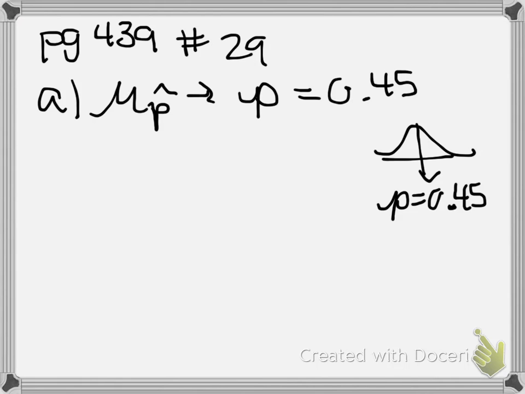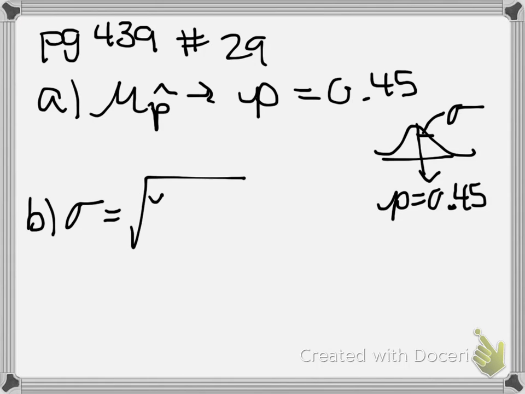Part B says find the standard deviation of the sampling distribution of p hat and check to see if the 10% condition is met. So for part B, we need to find this part on our curve. The standard deviation is equal to the square root of p times 1 minus p divided by n. Please remember that this p in here is your parameter, not your statistic p hat. That's a very common mistake.